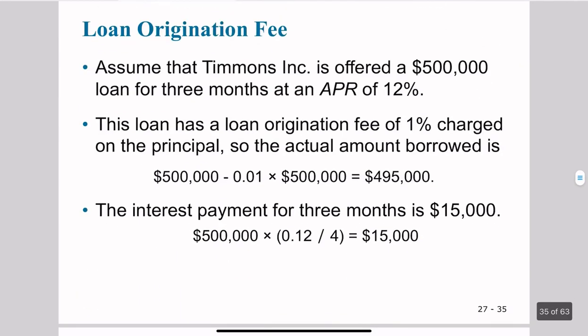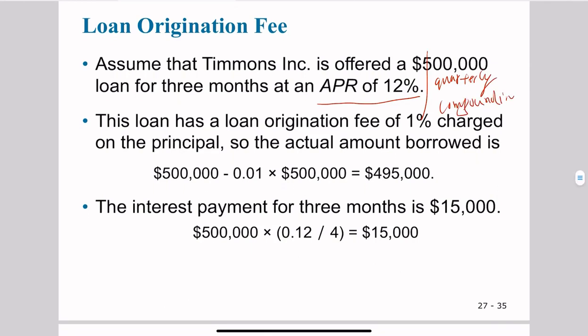Let's see this example here. So we assume the firm Timmons is offered a $500,000 loan for 3 months. And we assume the APR is 12%, with quarterly compounding. And let's assume the loan has a loan origination fee of 1%. This is charged on the $500,000 principal.